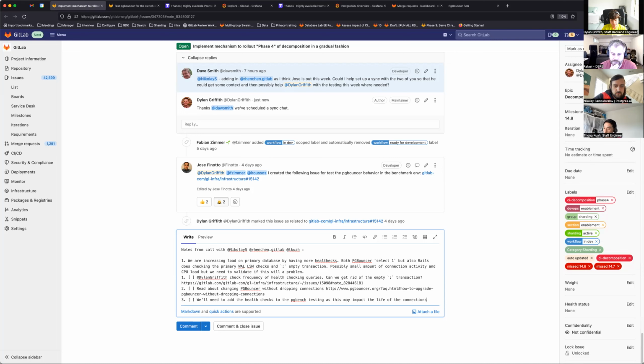So I'm going to see if I can implement a few health checks like this in the benchmarking tool to see if I can put some load of health checks on that, and see if this is going to affect the longevity of the connections on the benchmark environment.